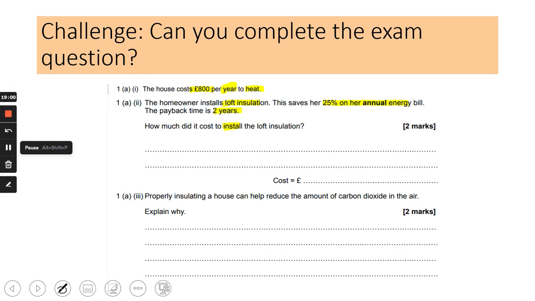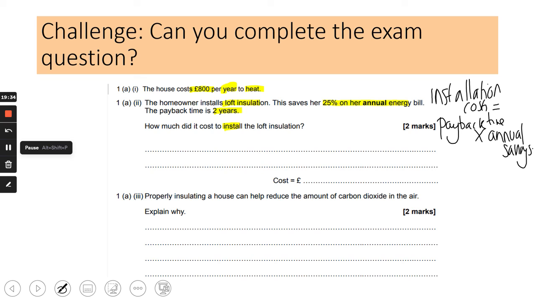Okay, so from this, we know that we're trying to work out the installation costs. So if we write down the equation for this, we know it's installation costs equals payback time times annual savings. Okay, so first of all, we know the payback time is 2 years. So we've got that. We need to work out the annual savings.